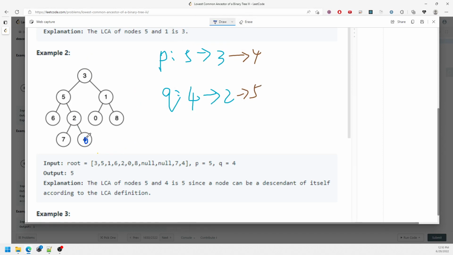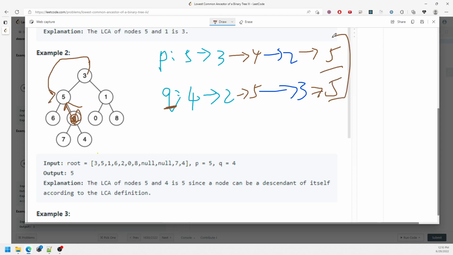Alright, so I started from 4 for P, going above is 2, and then this is 5, going above equals 3. Then I go above again, 2 to 5. And then 3 doesn't have a parent, and we're starting from Q, so we have to go to the P default value, which is 5. So now we know they are the same, so we return either P or Q.